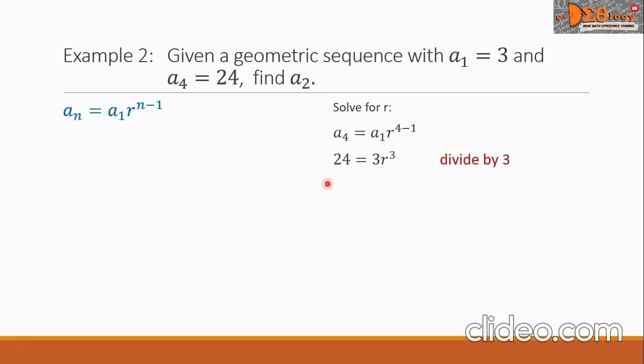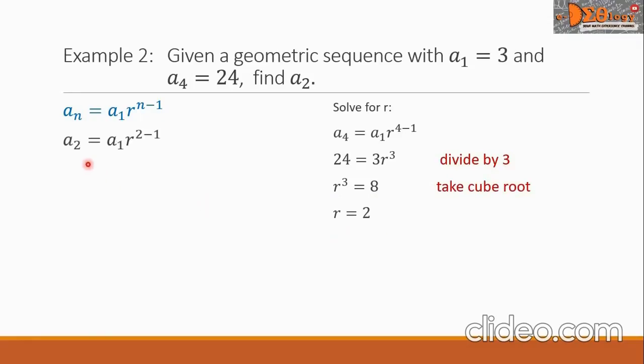Let us divide this equation by 3 so that only r cubed on the right side remains. So 24 divided by 3 gives 8, and 3 r cubed divided by 3, only r cubed remains. So we can write r cubed equals 8. We want to get the value of r. Let us take the cube root of both sides. So the answer for r is equal to 2. This is the common ratio.